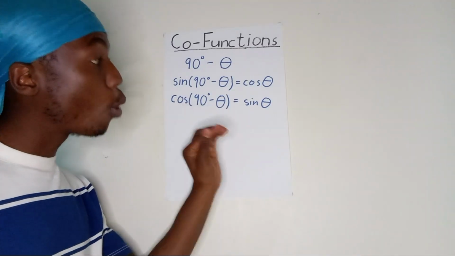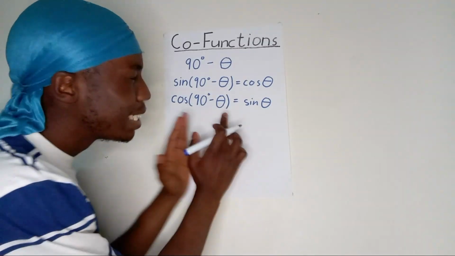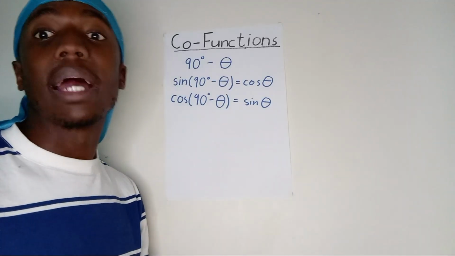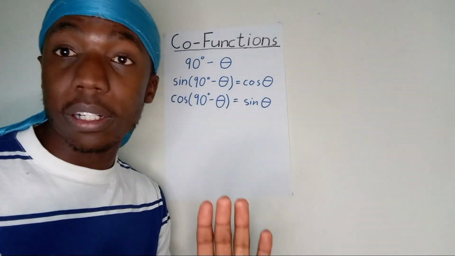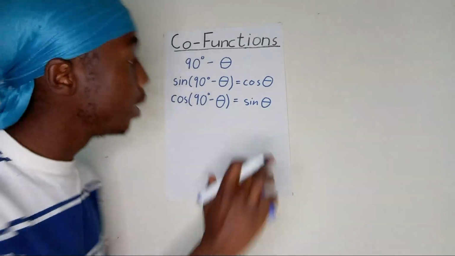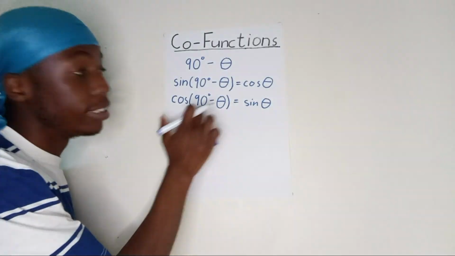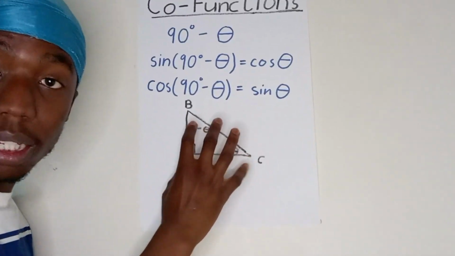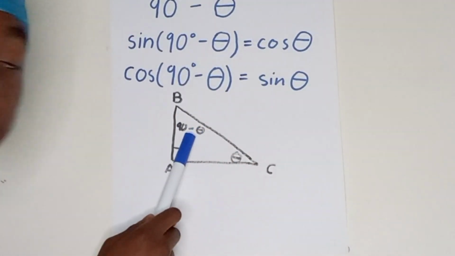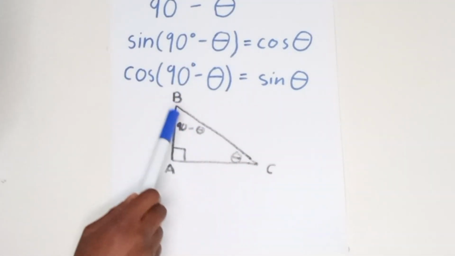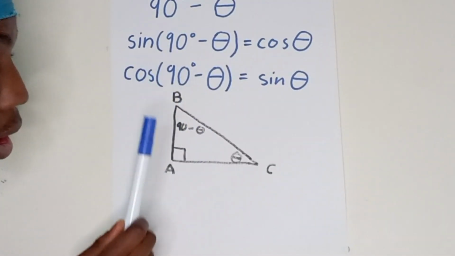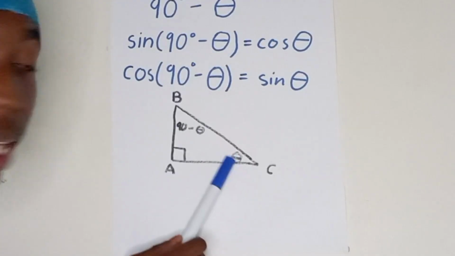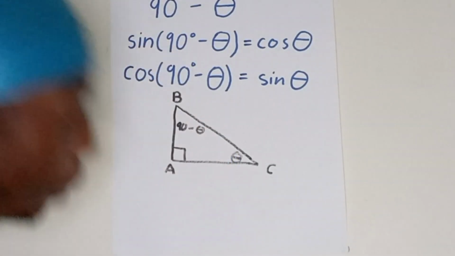Okay? But right now, you guys are probably wondering, why is it like this? I don't know if a teacher will explain it properly to you guys, but right now I'm going to give you a graphic presentation as to why this is equal to that and that is equal to that. I'll just zoom in. So this angle right here, angle B, is 90 minus theta. That's 90 degrees. You should know this by now. And that's theta right there.